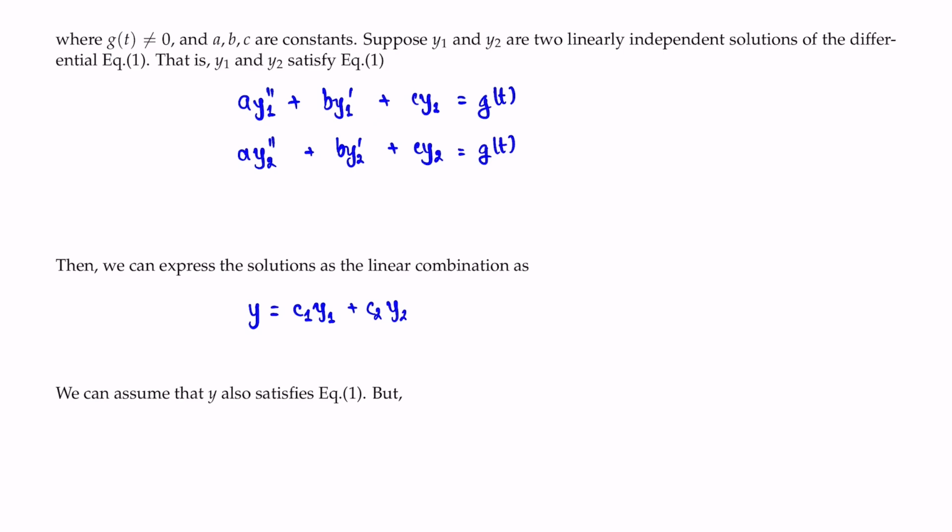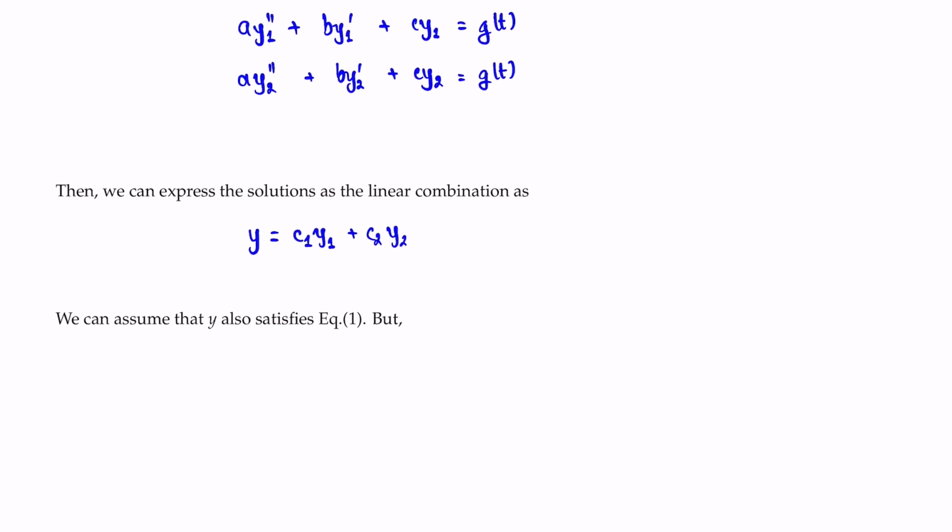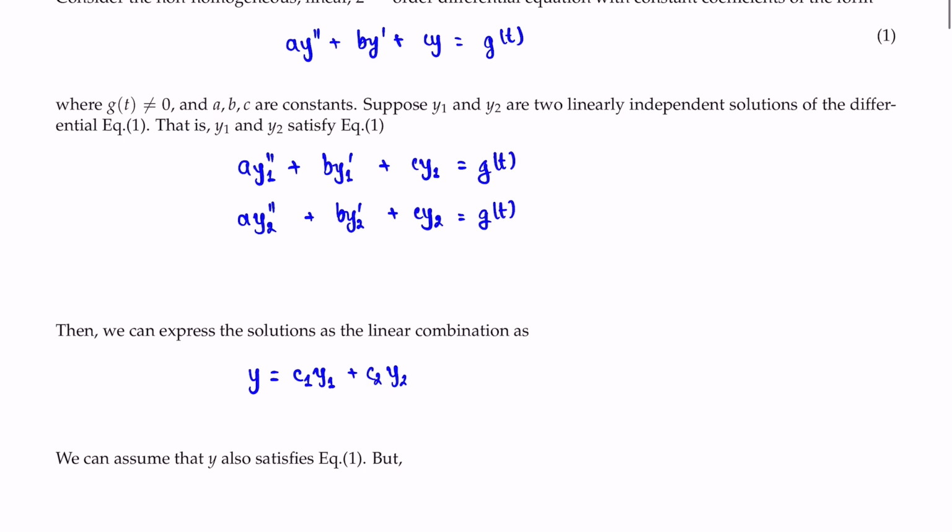We can assume that this function y is also satisfying the differential equation. So that is the differential equation we're talking about. Then what it means is that when you substitute this general solution into the differential equation, you should have a true statement. That is, the left-hand side equal to the right-hand side. So that's what we're going to do now. Substitute the function y into the left-hand side of the differential equation, and hopefully you get a true statement out of that. So we're going to substitute y prime and y double prime into the differential equation.